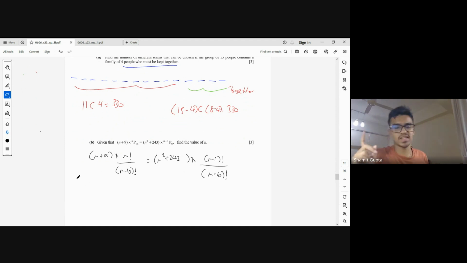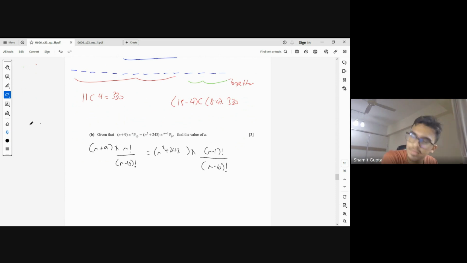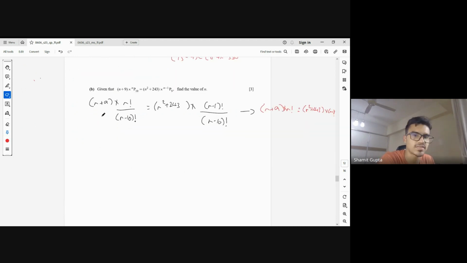Wow, this is a very smartly designed question, guys. Okay, in this case, don't cancel out n minus 10 factorial on both sides. If you cancel out n minus 10 factorial on both sides, of course you can, but now solving the question is even harder. No, actually, it's the same thing. I apologize for that. Yeah, you can cancel n minus 10 factorial on both sides. Okay, let's do that. So it becomes n plus 9 times n factorial is equal to n square plus 243 times n minus 1 factorial.